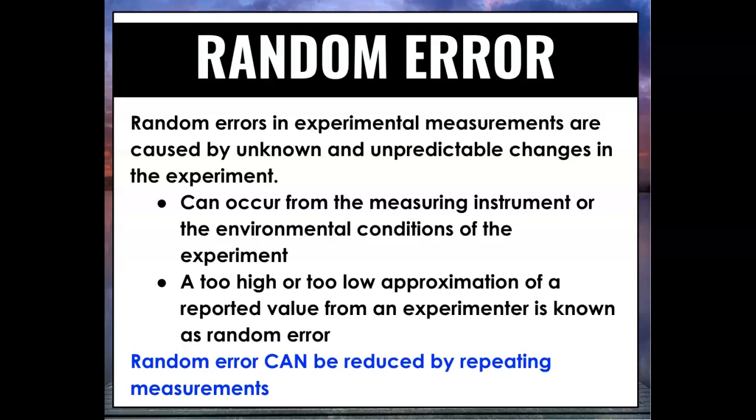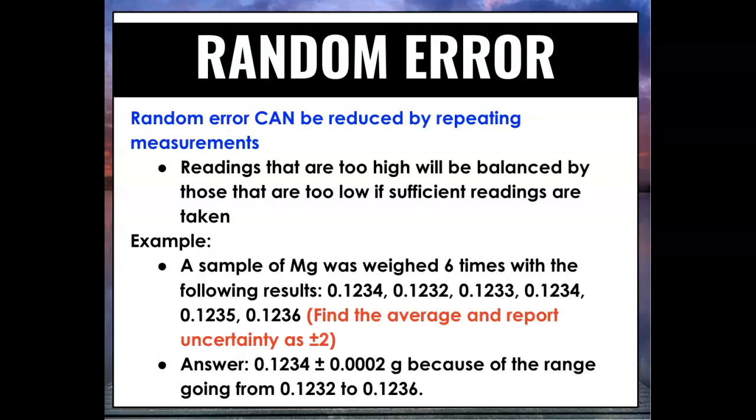However, random error can be reduced by repeating those measurements. So if a reading was too high, it would be balanced by those that are too low, in order for you to have sufficient readings taken. For example, I have a piece of magnesium that I weighed out 6 times, and the following results are 0.1234, 0.1232, 0.1233, 0.1234, 0.1235, and 0.1236.